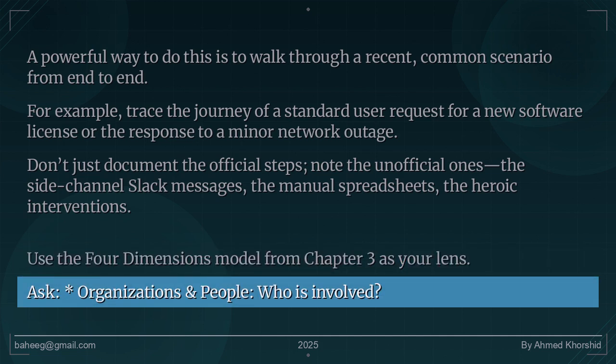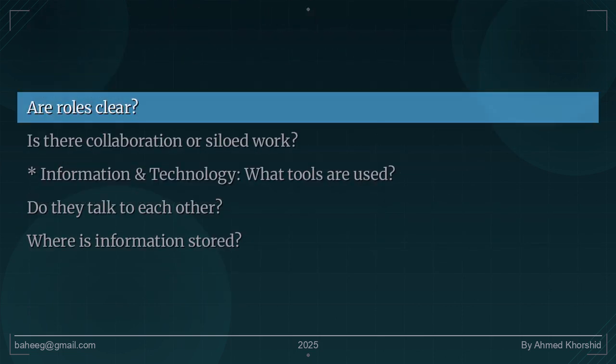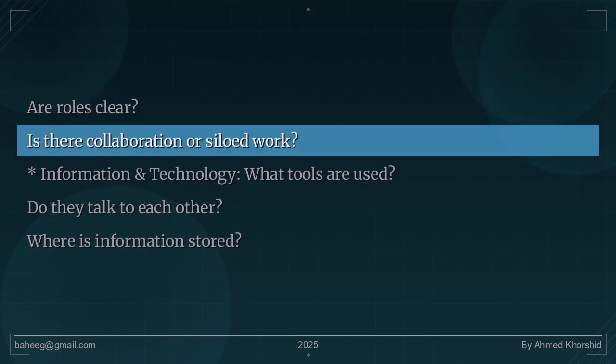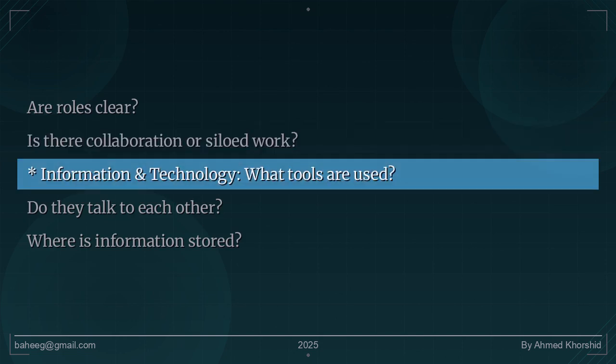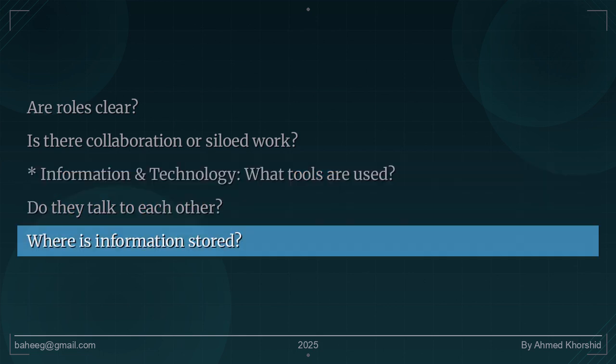Ask, organizations and people: who is involved? Are roles clear? Is there collaboration or siloed work? Information and technology: what tools are used? Do they talk to each other? Where is information stored?